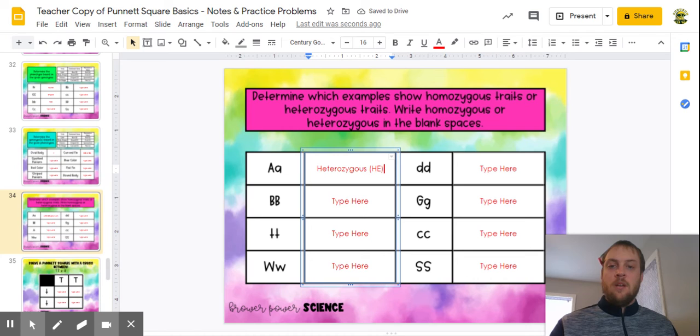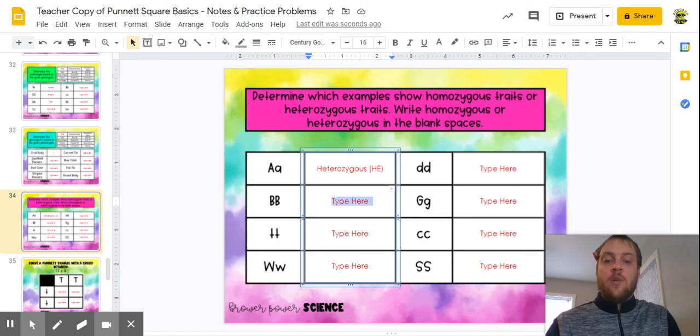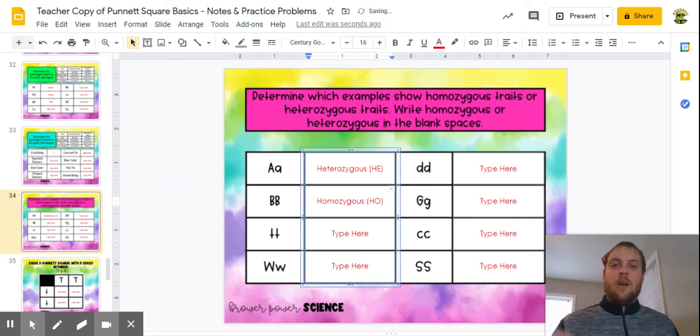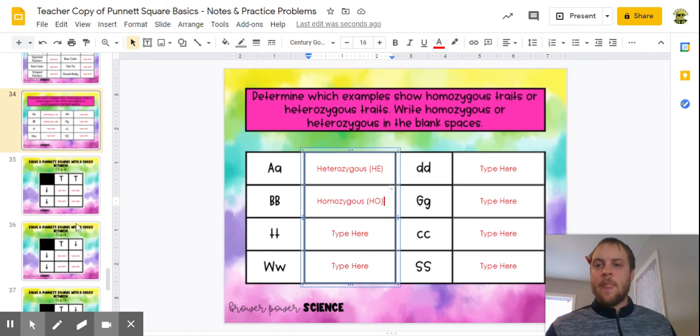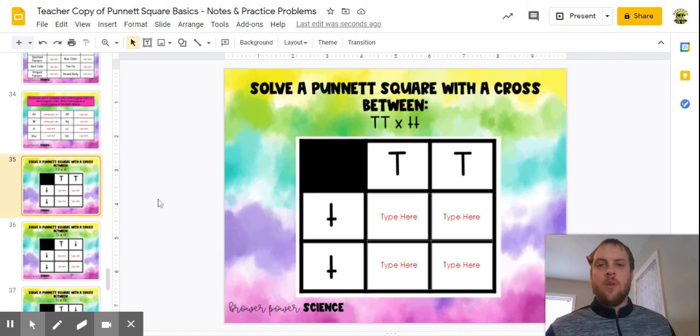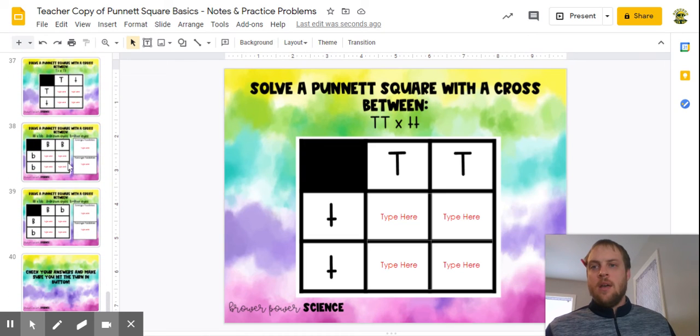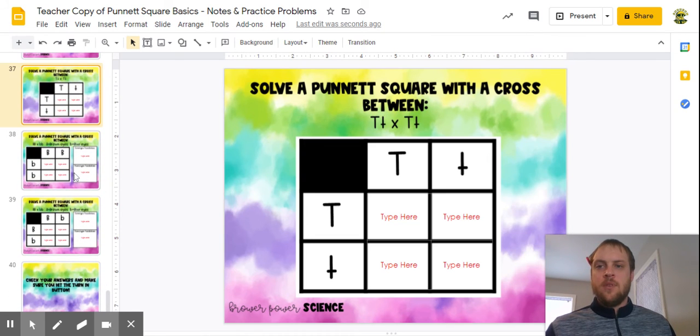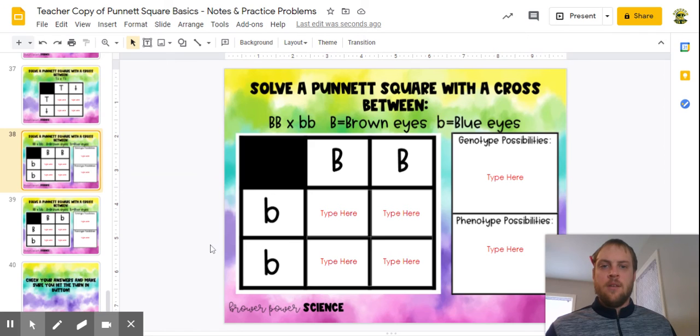And then this one here, we have two big B's. Since we have two of the same letter, whether they're two big B's or if they were two little b's, it's still two of the same letter. So that's going to be homozygous. And then again, you guys for this can just type out HO or HE. I'll know what you mean. All right. So last thing I want to go through. I think you guys can do these examples on your own. Let me take a look at this one together.